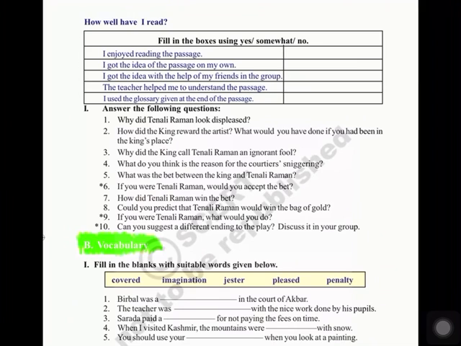How well have I read? This has to be done by you, children, and answer the following questions. First, listen to the lesson, go through the lesson, and then go through your material. Write all the question answers at least one time in your notebook. Fill in the blanks with the suitable words given below. What should you do? Go through the options, go through the sentences, and then fill in the blanks.